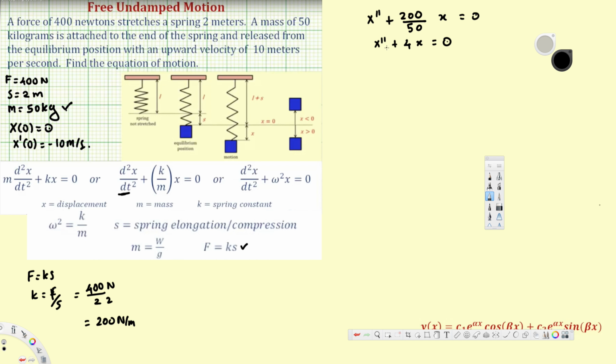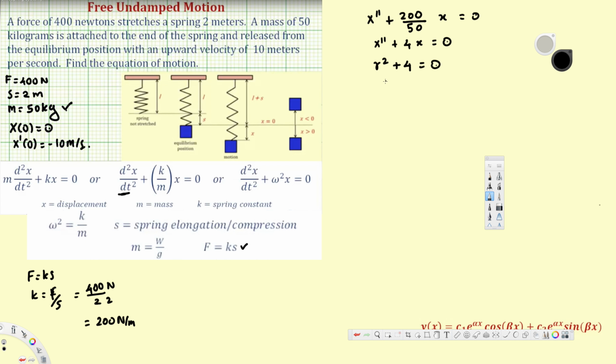And we know that to find the general solution of a second order differential equation, we use the characteristic equation: if we have double prime we replace that with r square, and if we have single prime like x prime we replace that with r, but we don't have that one. And if we have 4 times x, we replace that with a constant. So here we are going to replace this with r square plus 4, that's equal to 0.